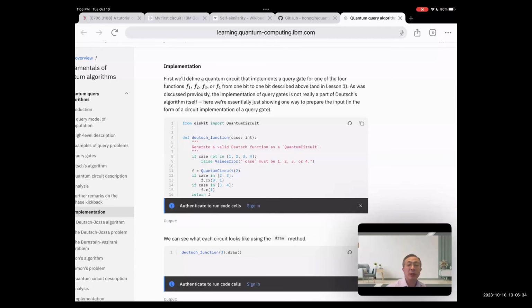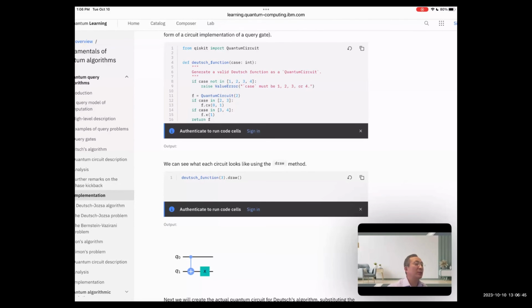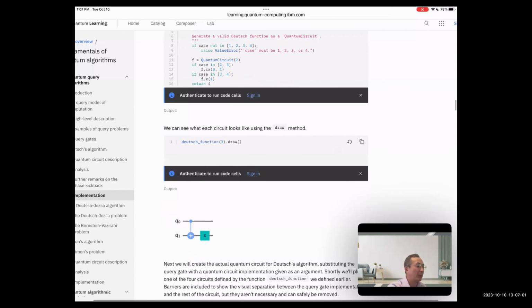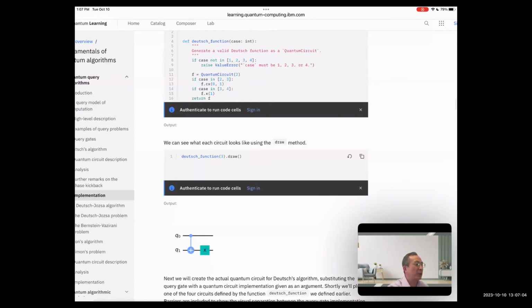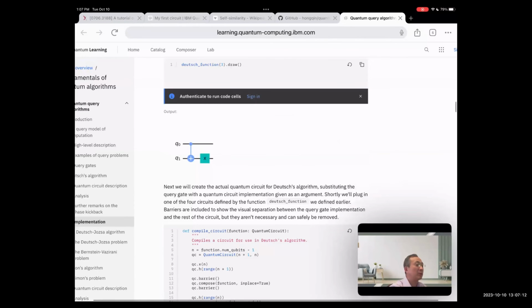Let's go over that briefly before we run the code. You can see it does work on 1, 2, 3, 4 possible functions. For each function, it's going to implement a different circuit, so with each function, the gate operates with a different outcome. So this is function 3.